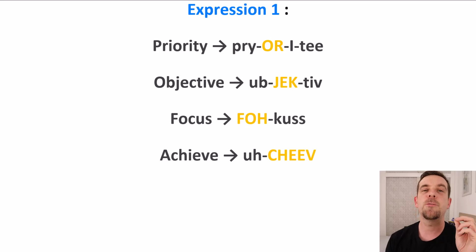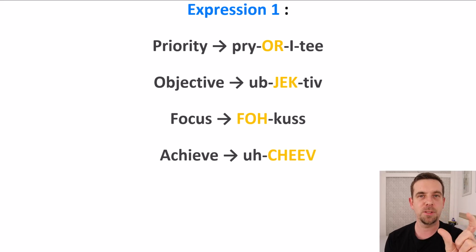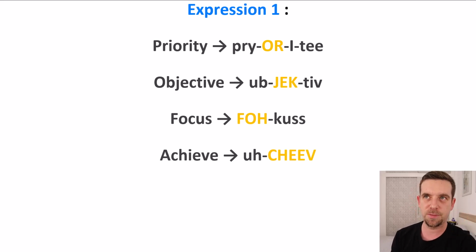The next word is focus. So the strong syllable is the first syllable. Focus. And then the word achieve. Notice that the first syllable, the letter A, is achieve.